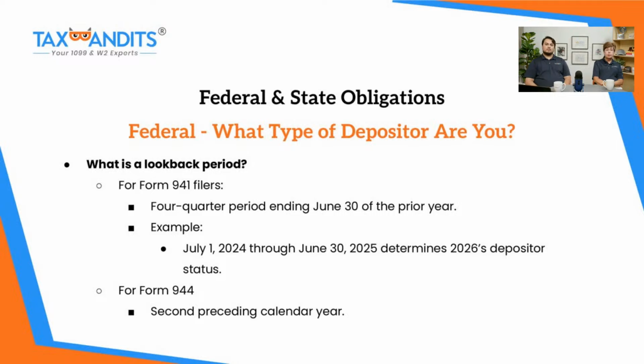And your look back period for the 941 is the 4-quarter period ending on June 30th of the prior year. An example of this is July 1st, 2024 through June 30th, 2025 determines the depositor status for 2026. And with a 944, it's the second preceding calendar year.